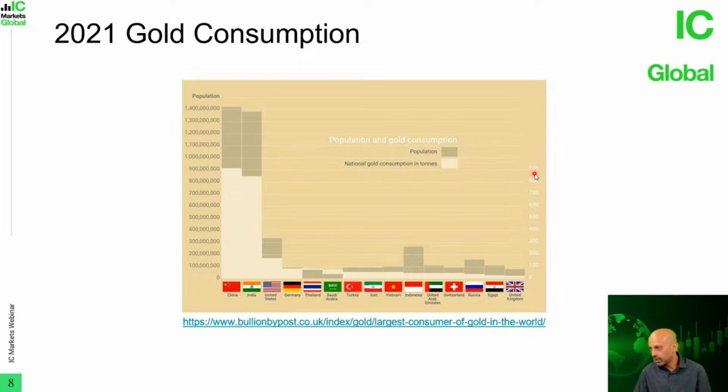Sorry, it is almost, okay. The right hand side axis is showing the axis for the gold consumption, which is measured in tons. So that's almost 900 tons, and India is about 850, 870, and then you can see the rest of the world has a much lower consumption. So the main drivers for gold demand are coming from China and India.